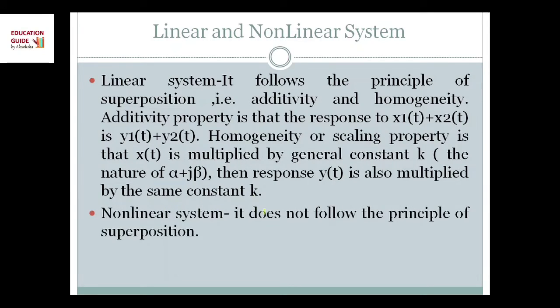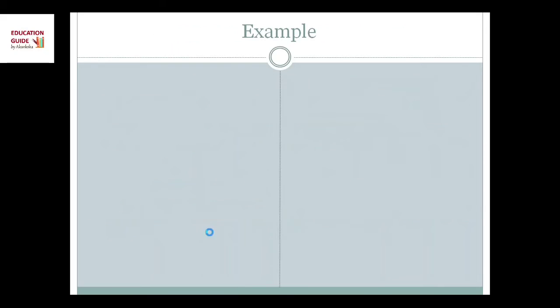A non-linear system does not follow the principle of superposition, that is homogeneity and additivity. Example is given below. First example is y(t) = x(t) + cos(omega t). Is it a linear or non-linear system?